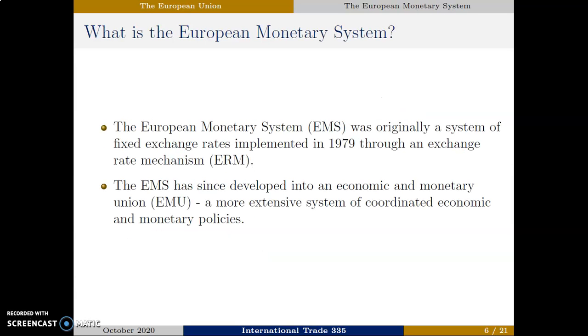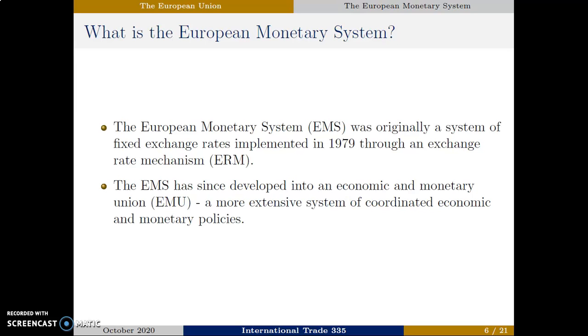The European Monetary System, or EMS, was originally a system of fixed exchange rates implemented in 1979 through an exchange rate mechanism, or ERM. Remind yourself of the open economy trilemma discussed in week 9 and what implications a fixed exchange rate system might have for economies.